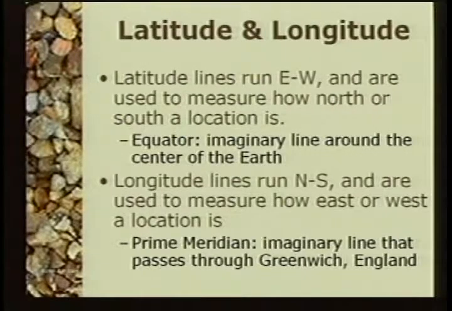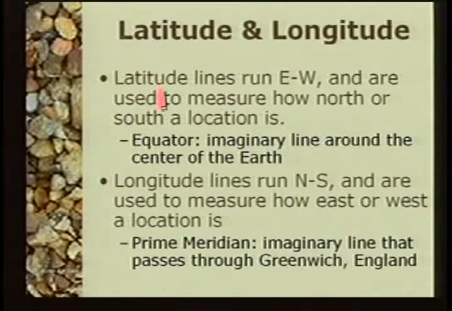The first, the one that we're mostly introduced to early on in our high school career, is latitude and longitude. Latitude lines run from east to west, and they're used to locate how north or south a location is. That sounds kind of strange, except if you realize that if a latitude line runs across a surface, we're then looking at how far above or below the equator an object is. The equator, of course, is the imaginary line that runs around the center of the Earth.